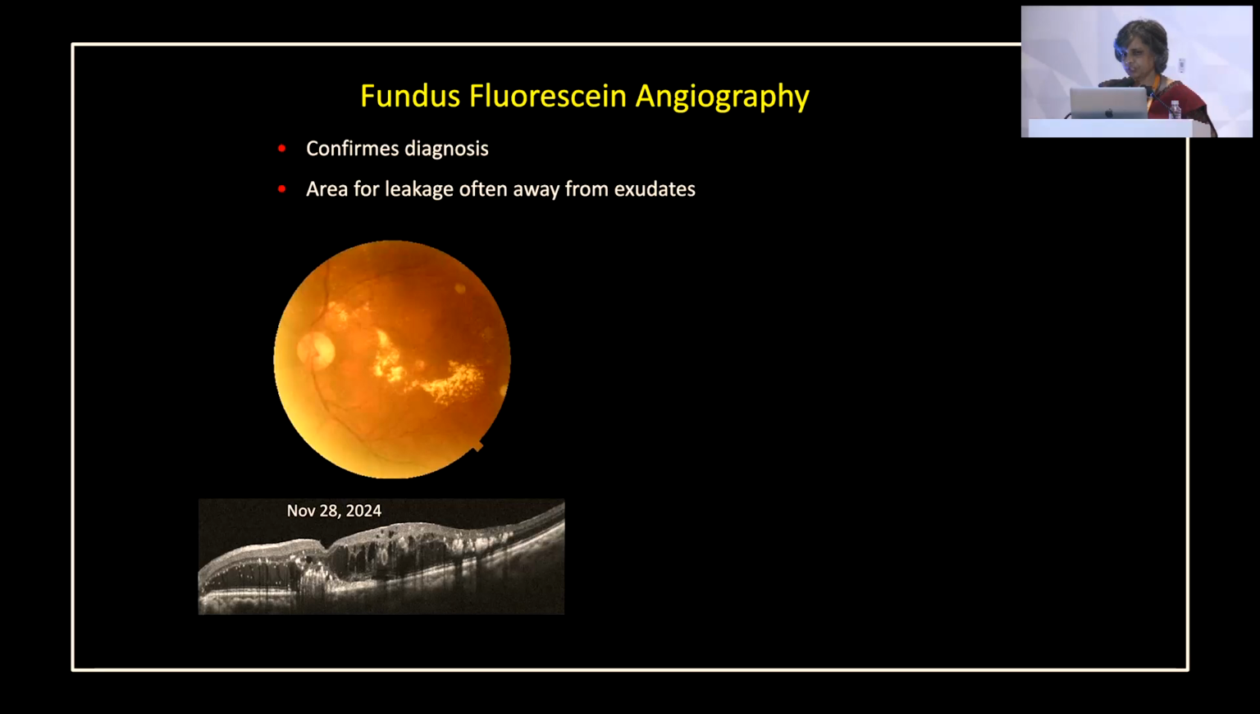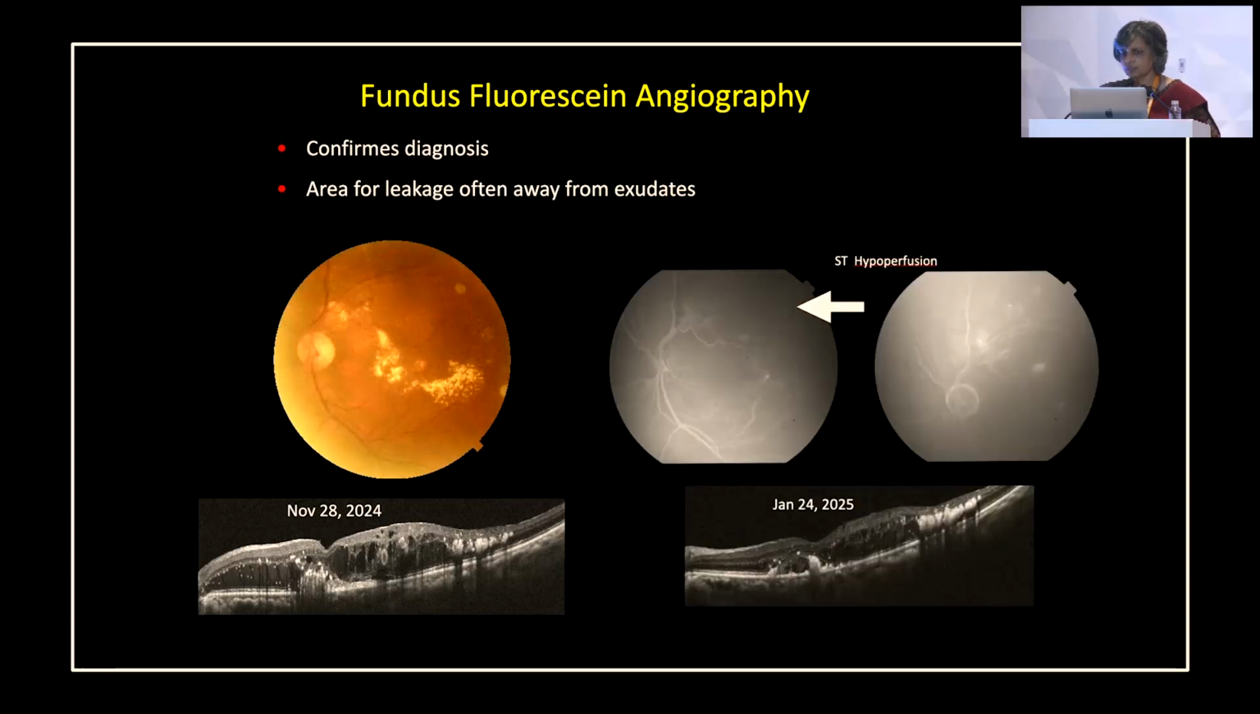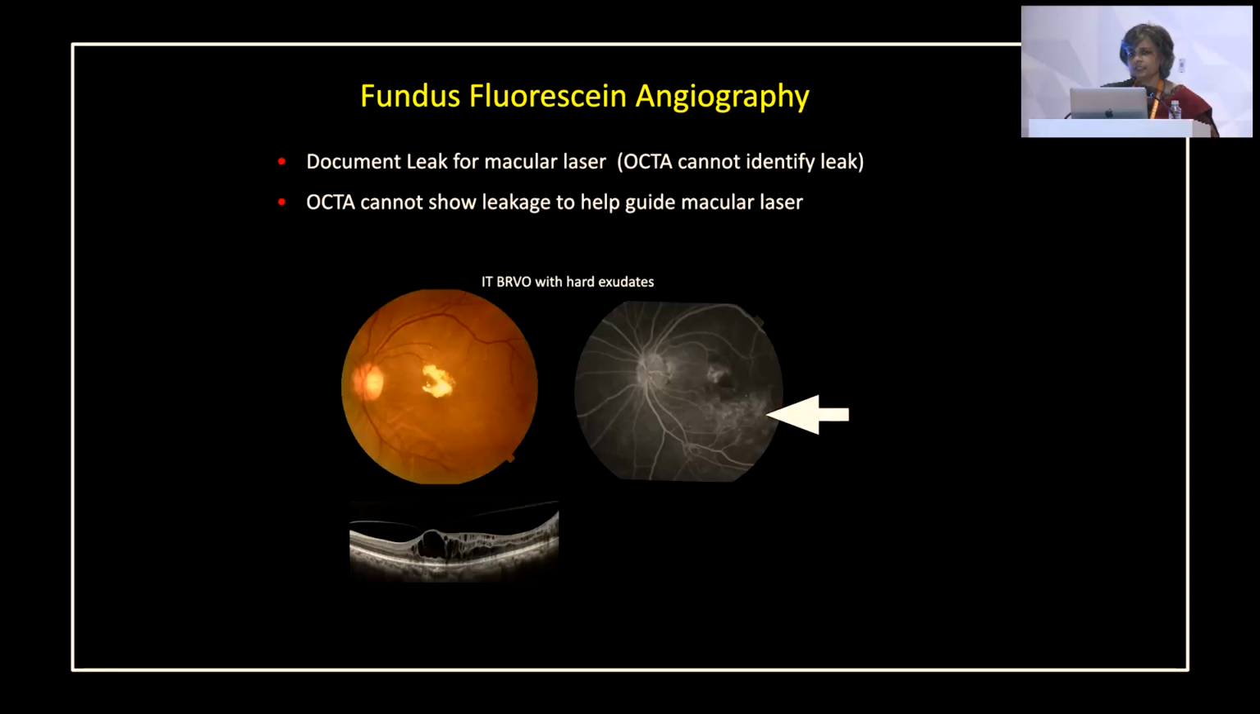For example, this patient came to me after several injections elsewhere, but he still didn't have a diagnosis. They were treating him as possible microaneurysm, circinate retinopathy, BRVO. So just one fluorescein and we got the superotemporal hypoperfusion showing BRVO. So now we have a diagnosis and we also know where to do the laser. The grid laser has to be applied superotemporally. Similarly here, fluorescein shows that it's an inferotemporal BRVO with leakage, so this is where the laser has to be applied.